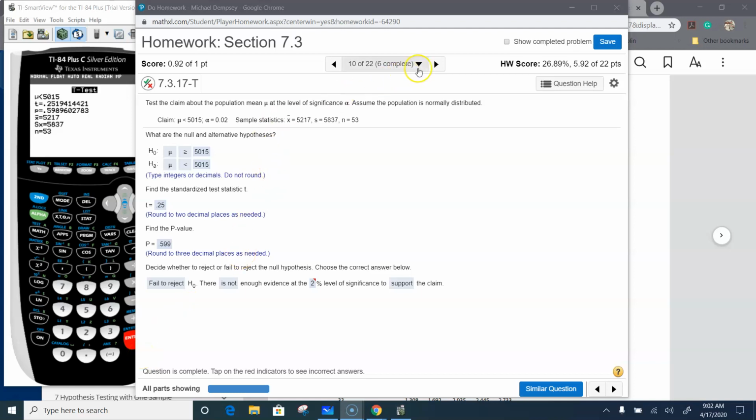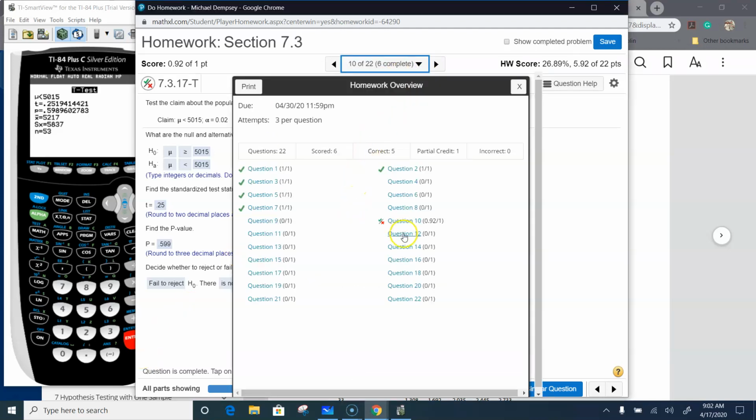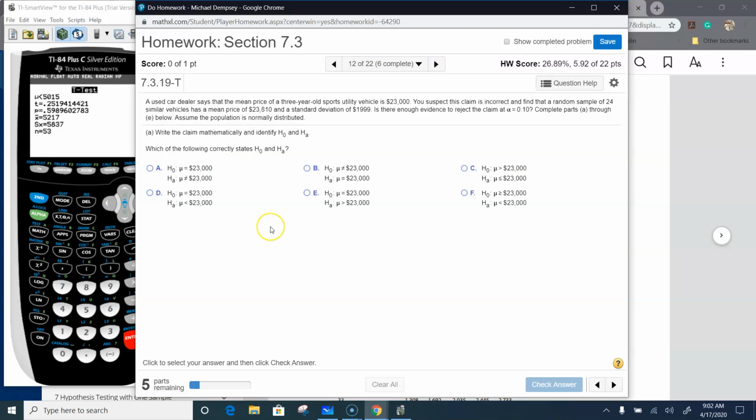Let's jump to number 12. Write the claim mathematically, identify H0 and H alternative, which of the following correctly states H0 and HA. Used car dealer says that the mean price of a 3-year-old sports utility vehicle is $2,300. You suspect it's incorrect. So this is a two-tailed deal. He says it's $2,300. You say it's not. We're not saying it's greater than or less than. Okay. So that's just a two-tailed test straight away.